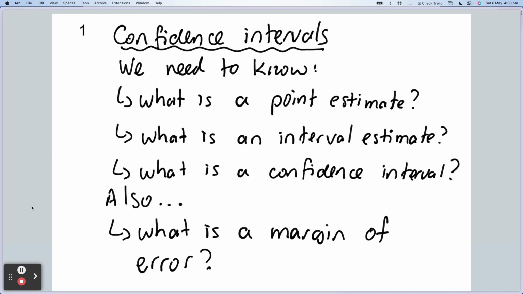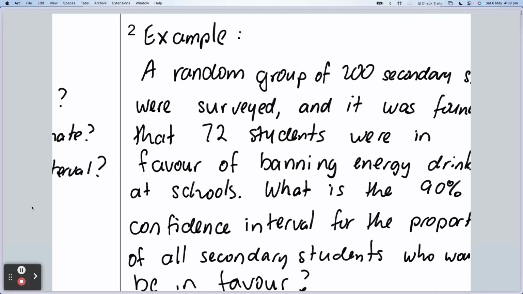Along the way, you will learn what a point estimate is, and then you will learn what an interval estimate is. And wrapped up with an interval estimate is the idea of a confidence interval. Finally, you'll also understand what margin of error is all about. Okay, so here's the example that I promised.